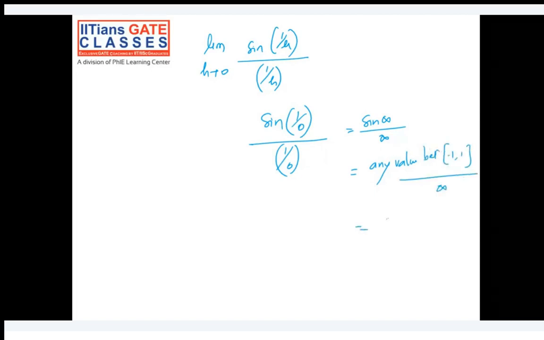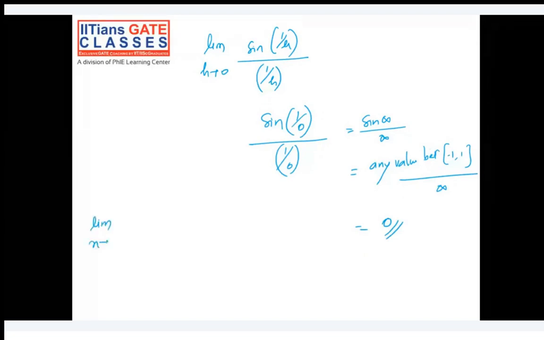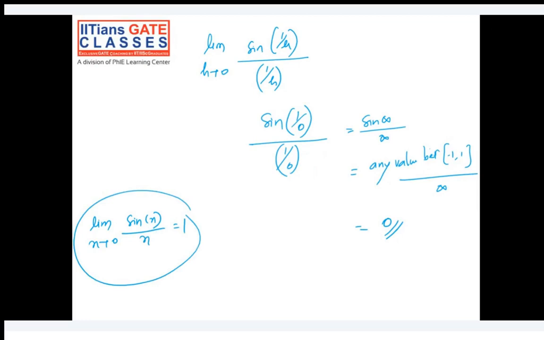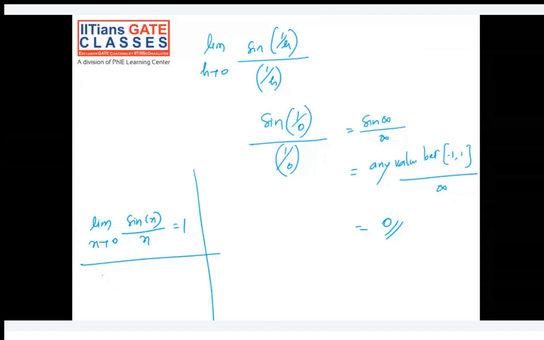Satish, the value is not 1. You should get zero value here. Limit x tends to 0, sine of x by x is 1. Okay, that is different, and what we are studying here is different. What we are studying here is limit x tends to 0, sine of 1 upon x divided by 1 upon x. This is something different than the standard rule which you know, okay? That's why the answer is not 1, Satish.